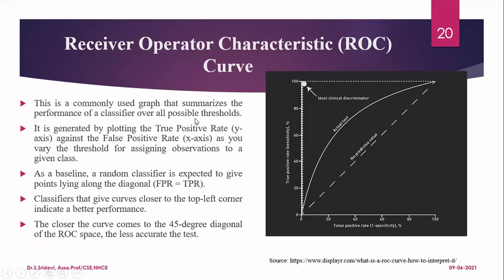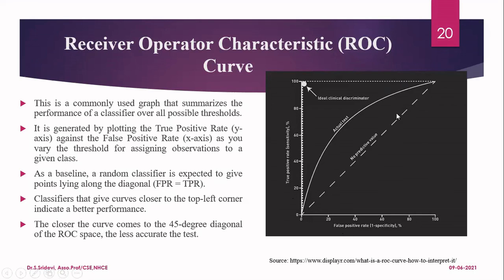So this curve is going to tell you the performance of the classifier over all possible thresholds. To generate this curve, you have to plot the true positive rate on the y-axis and the false positive rate on the x-axis. You can see here, false positive rate is plotted on the x-axis and true positive rate is plotted on the y-axis. And you are going to vary the threshold for different values, which we will see in the next graph. So you are going to plot between false positive and true positive, and you can vary the threshold.